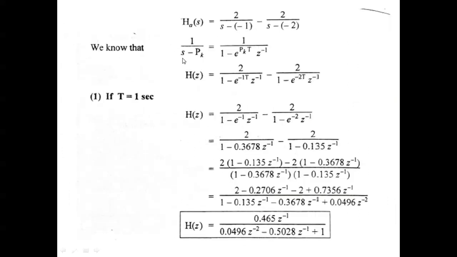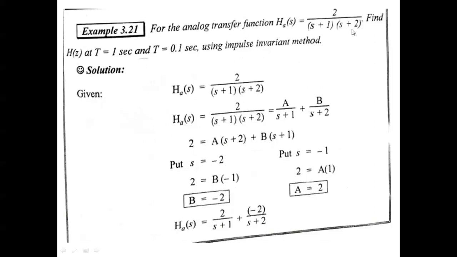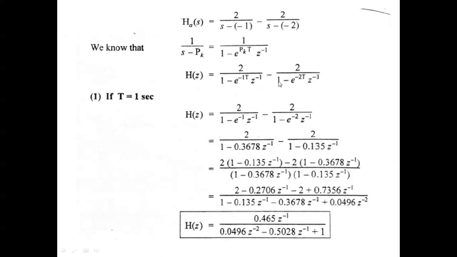We know that 1 over (s minus pk) maps to 1 over (1 minus e to the power pkT times z inverse). So H(z) is equal to 2 over (1 minus e to the power minus T times z inverse) minus 2 over (1 minus e to the power minus 2T times z inverse). From the question we know that T is equal to 1 second and T is equal to 0.1 second. First we apply T equal to 1 second, and simplify the equation.